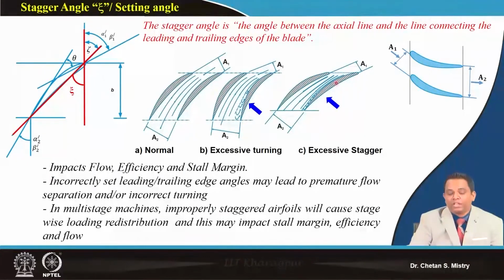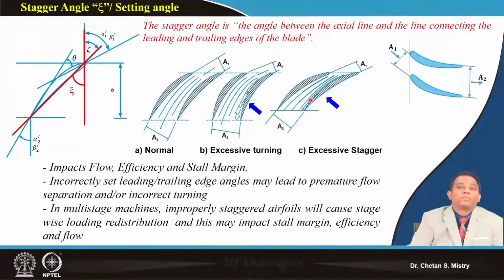Now if you look at the same configuration, we have just changed the stagger angle or the setting angle, such that our inlet area and outlet area are different. When we go to this kind of configuration by giving, say, an excessive stagger angle, then also there are chances for the flow to separate from the suction surface. So this stagger angle is very important when we talk about what is happening on the blade surface.